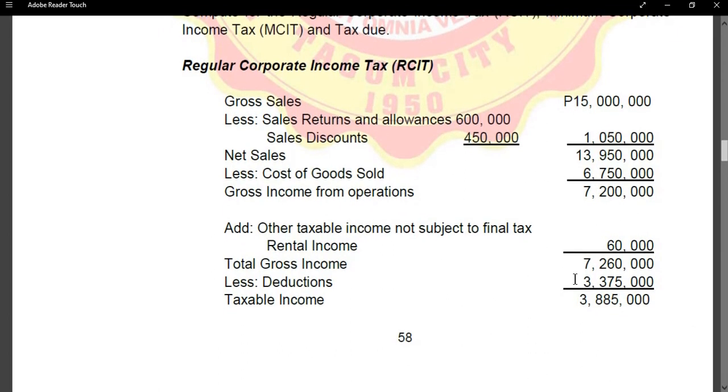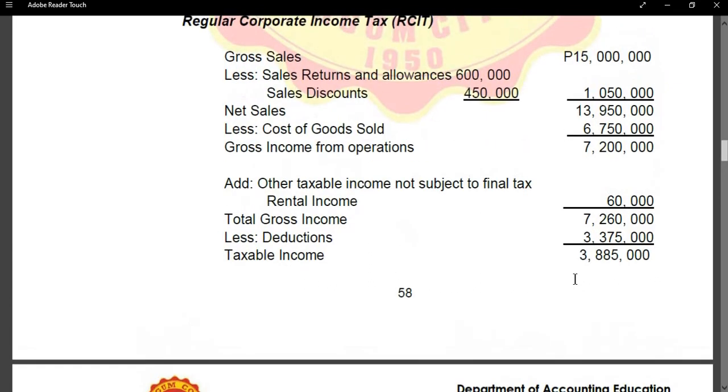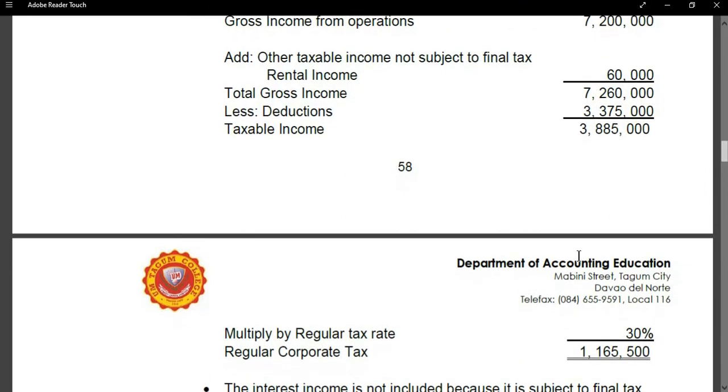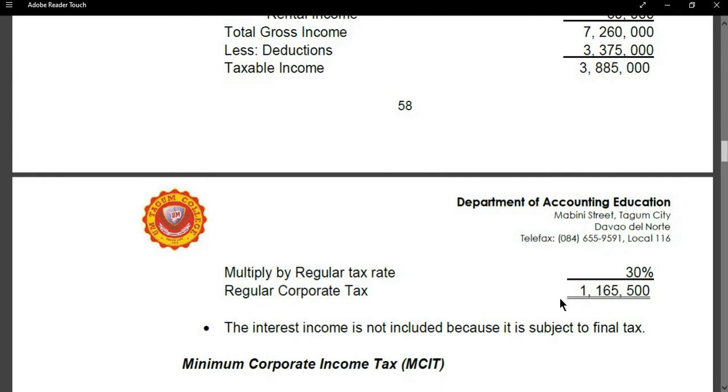Of course, less deduction of 3,375,000 pesos. The taxable income now is 3,885,000 pesos. Multiply by, of course, the 30% regular corporate income tax. Your regular corporate tax is 1,165,500.